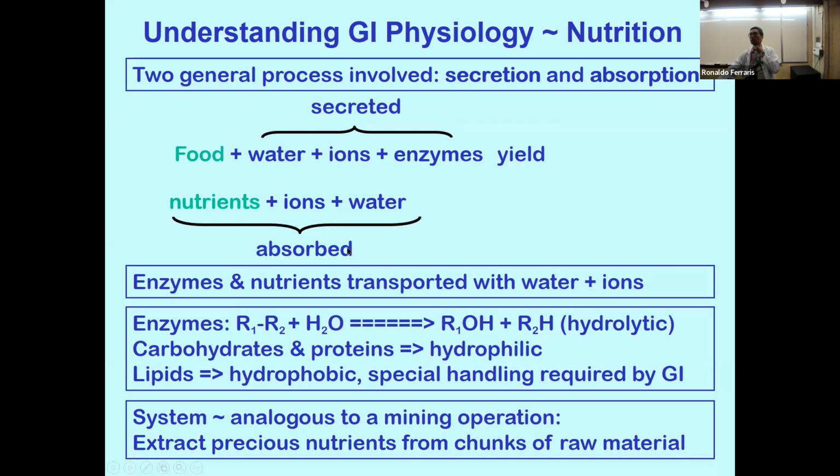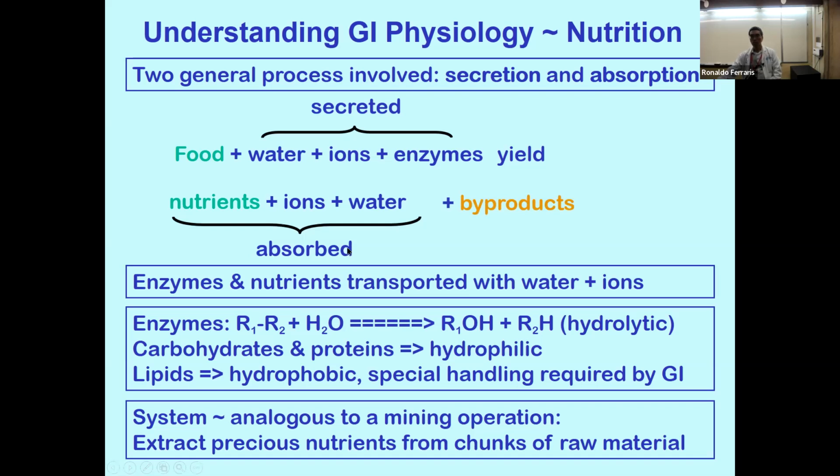your GI system actually secretes about 8 to 10 liters of fluid every day to process your food, and you don't drink enough fluid to compensate for those ions and water. So basically you want to reabsorb the ions and water, and that will yield ATP for you to live your life. And of course, you will have byproducts that you eliminate when you go to the bathroom. So you have secretion and absorption.